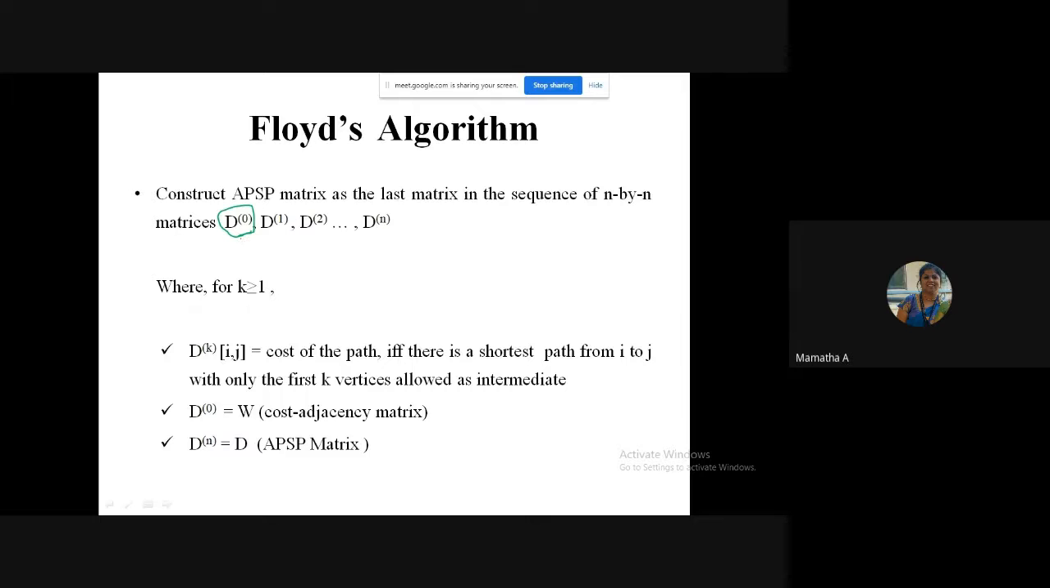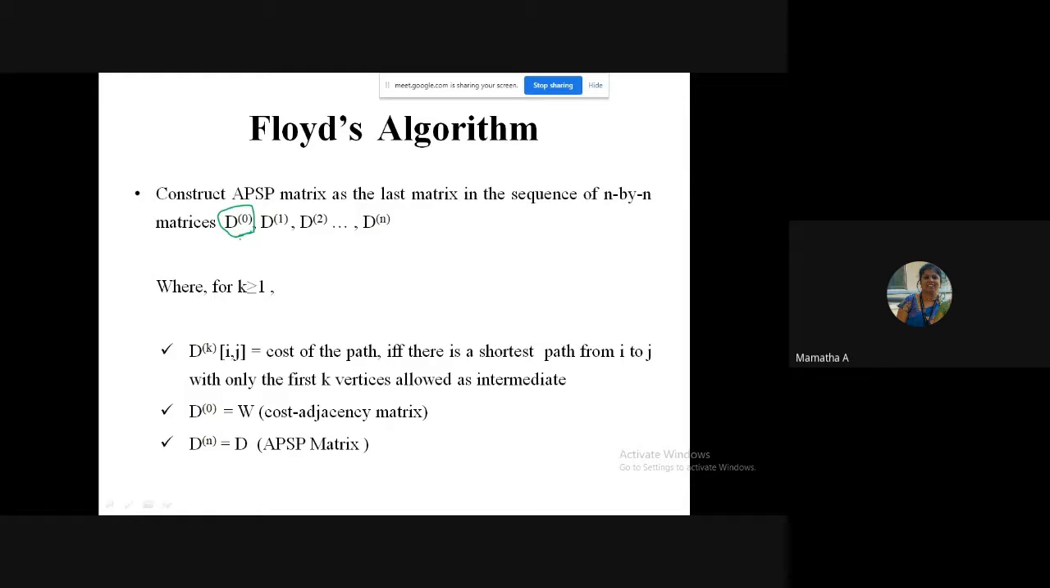What is D0? In Warshall's, what was R0? The first matrix. What was R0? Adjacency. R0 was the adjacency matrix.